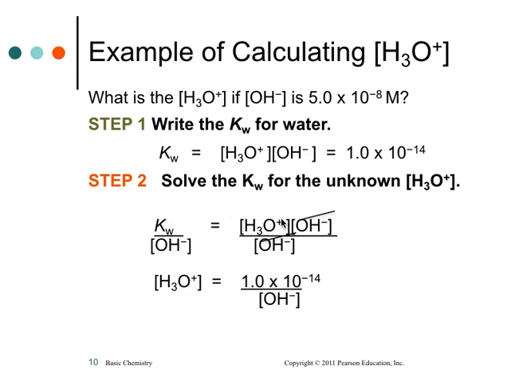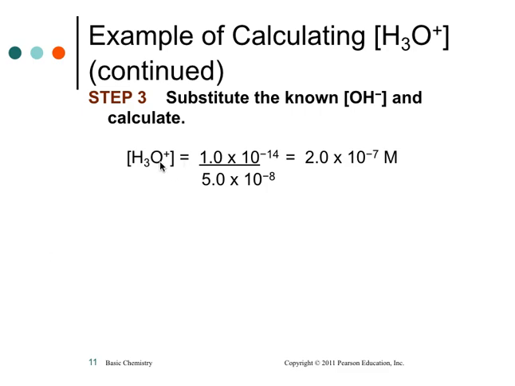So if I'm given some other things, I can solve for whatever I want. Here's an example. If hydroxide is 5 times 10 to the negative 8, how much acid is there? Well, I have 2 things, and I'm solving for 1, so it's not hard. K sub W is 1 times 10 to the negative 14. The amount they give you is 5.0 times 10 to the negative 8. That goes here, and then you solve for the other one. When you solve, you're going to get 2 times 10 to the negative 7.